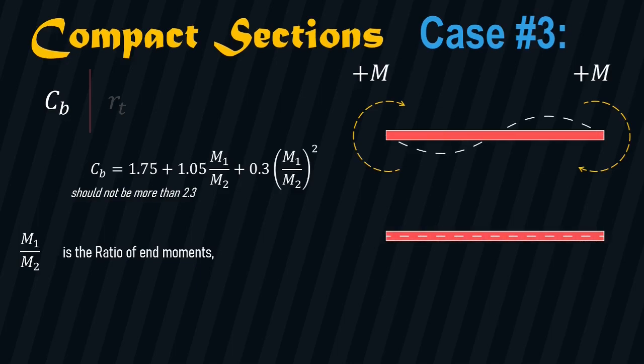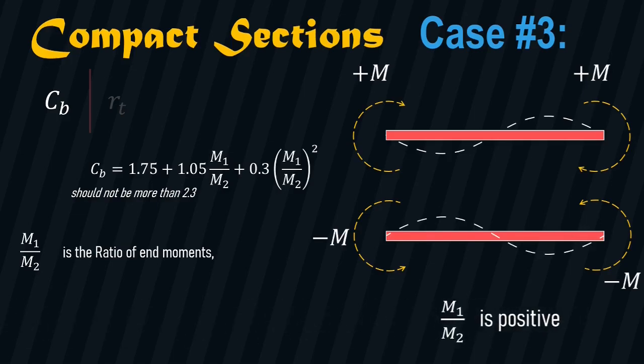Similarly, if we take another beam and it is subjected to a negative moment, a counterclockwise moment on both ends, then its elastic curve will also have a double curvature. For this case, the ratio of end moments is positive.